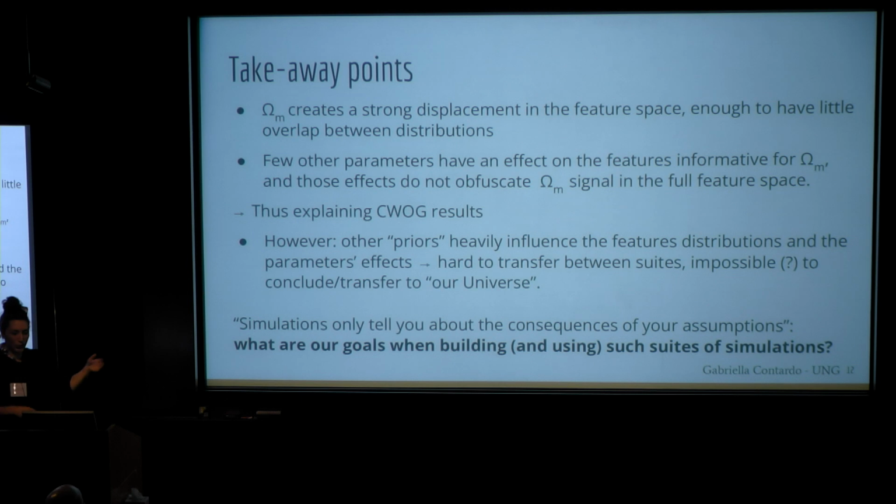On the other hand, the other priors, like the hydrocode and the way you implement your parameters, heavily influence the features, their distribution and the way they move. That makes it hard to transfer between suites, but it also makes it really hard to figure out how you can transfer to the universe, right? Because we don't know in which regime we are. And this circles back to the conversation we had yesterday about how we find the features that are robust, and all of that.